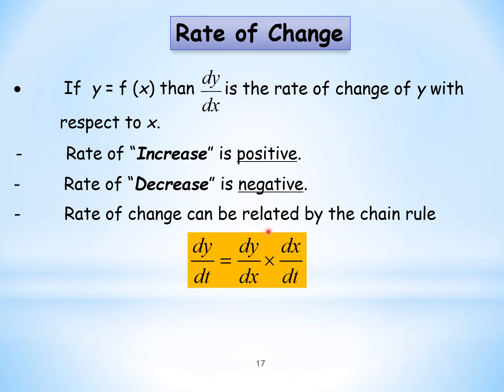Rate of change can be related by the chain rule. Okay, we have learned this before. dy/dt is actually equal to dy/dx times dx/dt. We can say that you want to find the rate of change of y with respect to t.